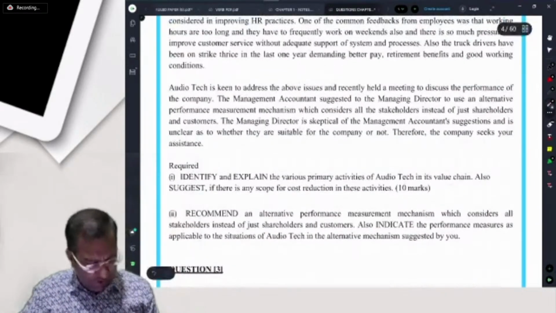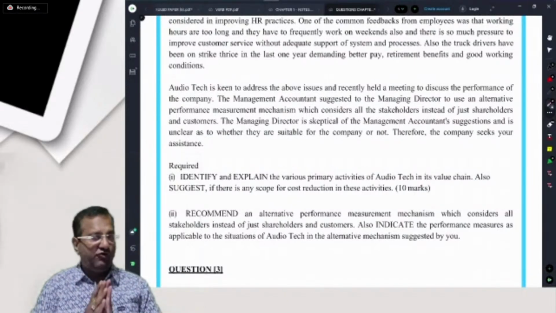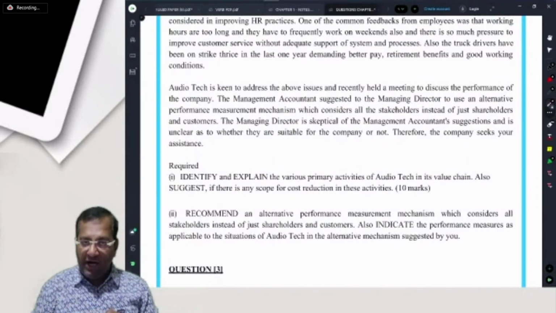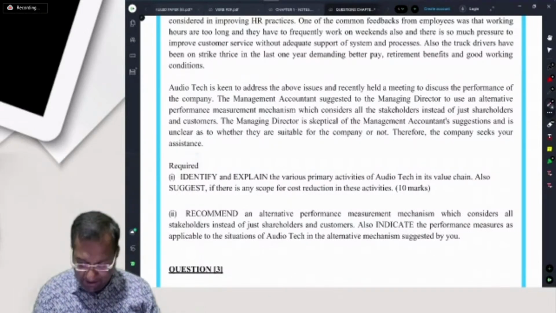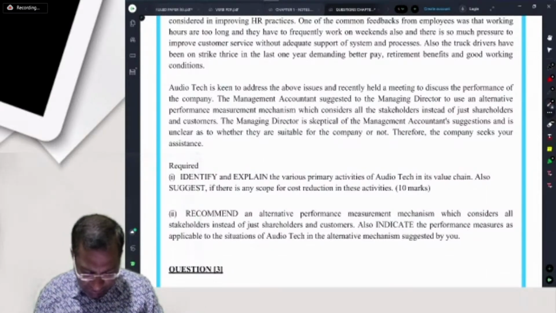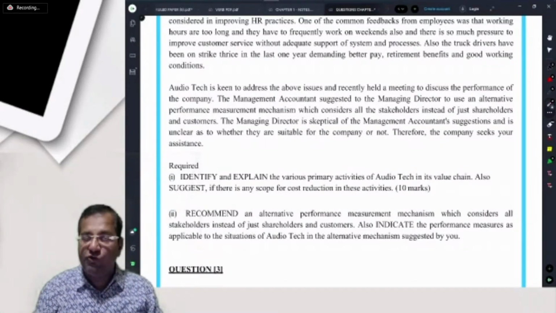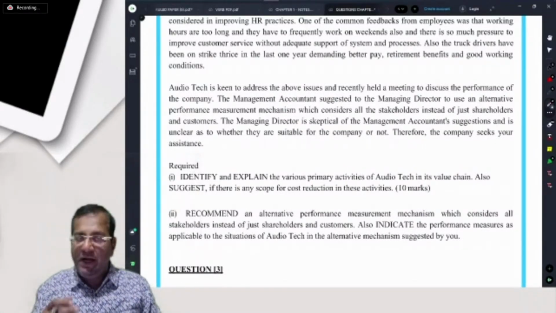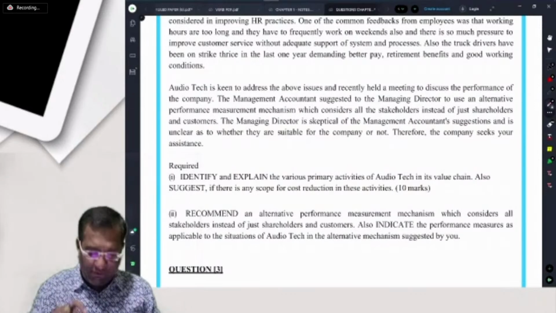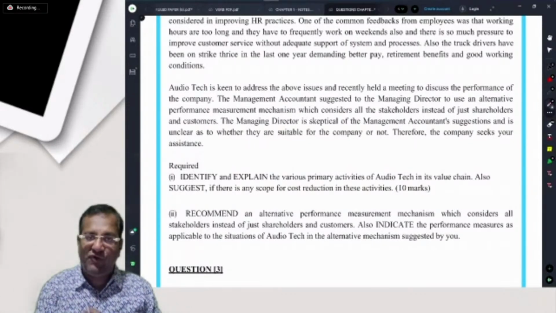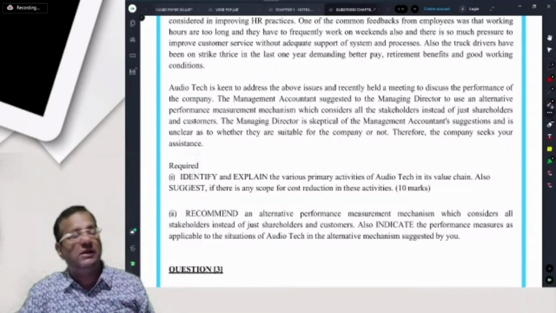Okay, so let's start the question. It is very clear that it's related to primary activities. It's an application based question. First, we have to identify and then explain according to Audio Tech. The second requirement part is to suggest if there is any scope for cost reduction in this activity. Again, this is a topic of cost reduction. It's not related to chapter number 1. It is related to chapters number 2, 3, and chapters 8 and 9. So we will cover only the very first part, identify and explain the primary activities in Audio Tech. The rest of the parts are dealt with in the other chapters.